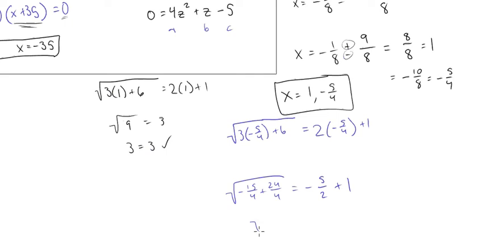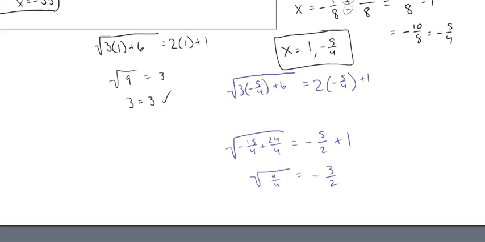Continuing on, we have the square root of 9/4 is equal to negative 5/2 plus 1, and we will come up with negative 3/2. Sorry about that. Now when we take this square root here, we will end up with 3/2 is equal to negative 3/2, and that is not true.